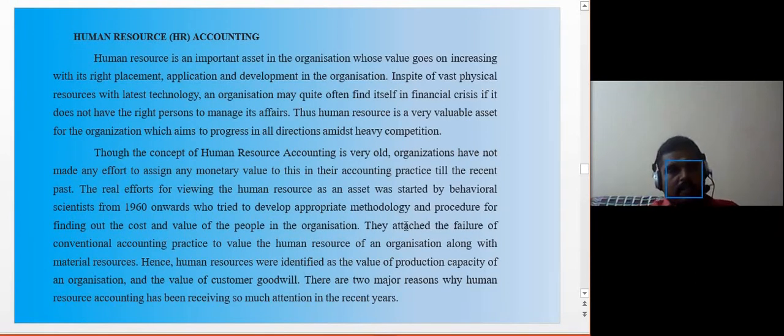Human resource accounting. HR is an important asset in the organization whose value goes on increasing with its right placement, application and development in the organization. Though the concept of human resource accounting is very old, organizations have not made any effort to assign any monetary value to it in their accounting practice till the recent past. So HR resources were identified as the value of production capacity of an organization and the value of customer goodwill. There are two major reasons why human resource accounting has been receiving so much importance in recent years.